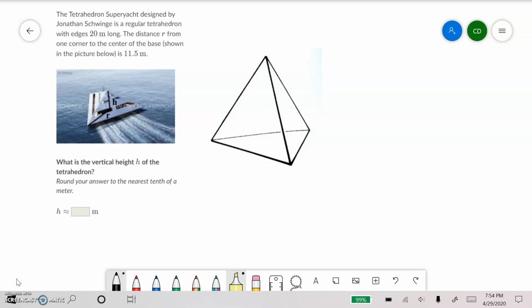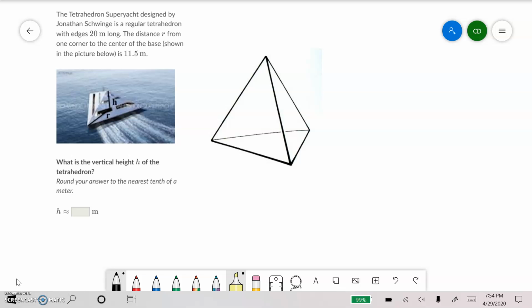This one says the tetrahedron super yacht, designed by Jonathan Schwinge, is a regular tetrahedron with edges 20 meters long. The distance r from one corner to the center of the base, shown in the picture below, is 11.5 meters. So a tetrahedron is a pyramid but has a triangle base.